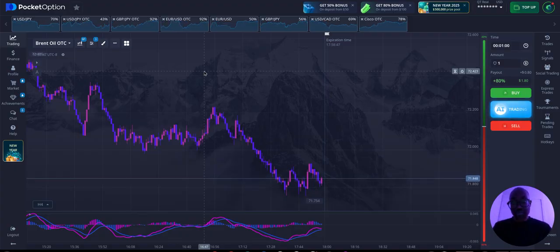And it goes without saying at this point, as far as Pocket Option being a reputable broker, it's been around for years now. We've made multiple withdrawals. Traders have made multiple withdrawals on this platform.